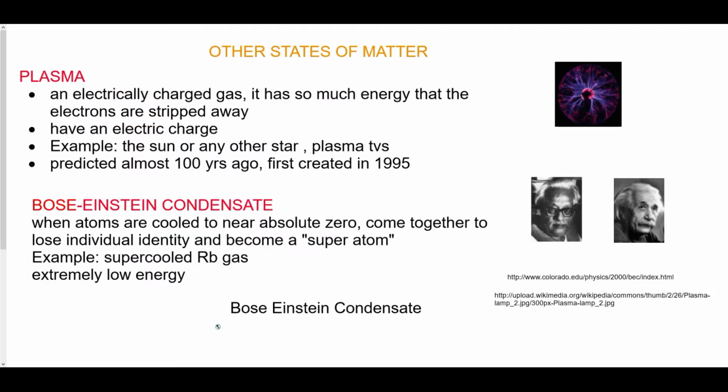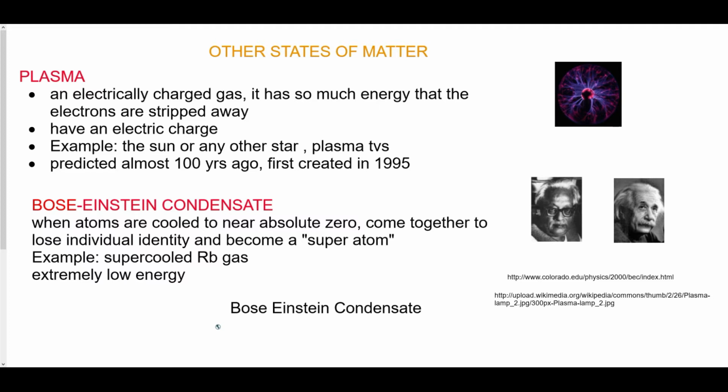Two states of matter you might not be familiar with. The first is plasma. It has so much energy that the electrons are completely stripped away and it has an electrical charge. The sun or stars are made of plasma. Plasma TVs actually have a very thin layer of plasma between two pieces of glass. The existence of plasma was predicted almost 100 years ago, but it was first artificially created in 1995.